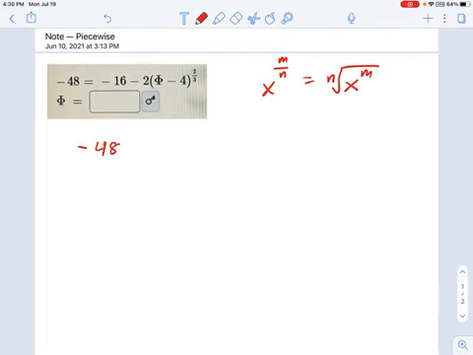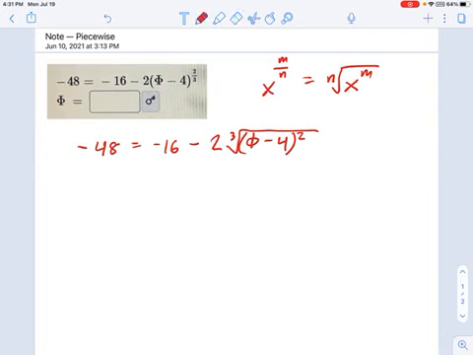I have negative 48 equals negative 16 minus 2. Now we're going to use a radical sign. Inside the radical goes phi minus 4. And remember what m is. It's this little bitty part up here at the top of the fraction. That's going to be a squared. And remember what n is. n is the bottom of that fraction, which in this case is 3. So we're going to use that as the index of our radical.